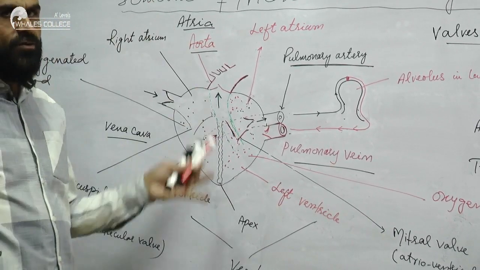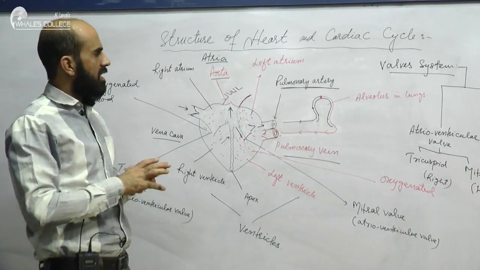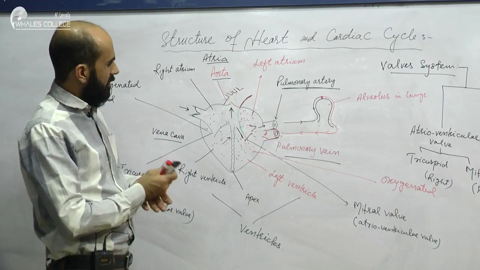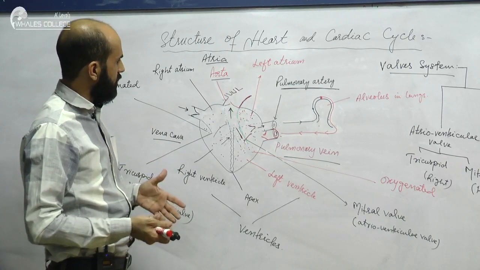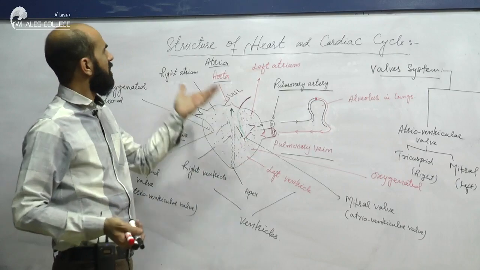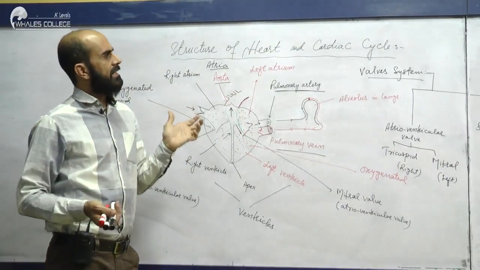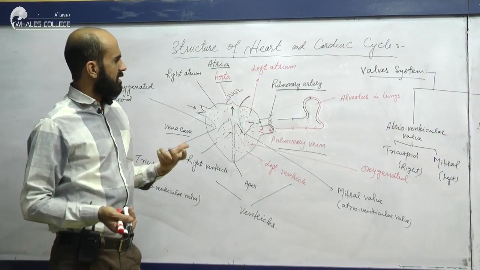This is a brief morphology of the heart, how the heart structure can be labeled by different structures. So this is all about the structure of the heart. And now we will move toward the cardiac cycle and the mechanism of how the heart muscles work.